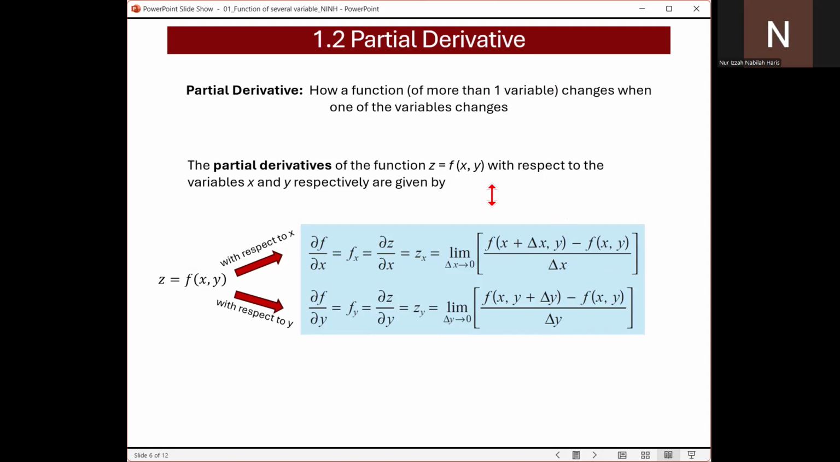this is the limit equation that was already explained during Maths 1. So this is basically just saying that it uses a similar concept to differentiation, but when you differentiate with respect to x, this y will become constant.